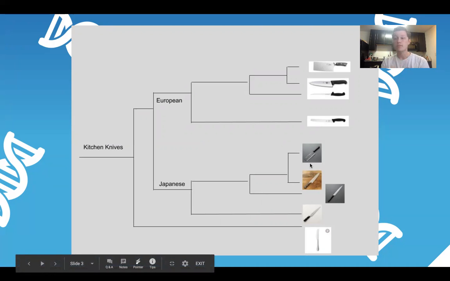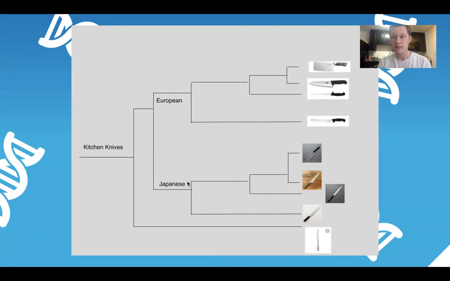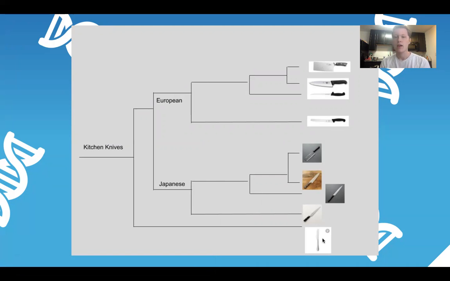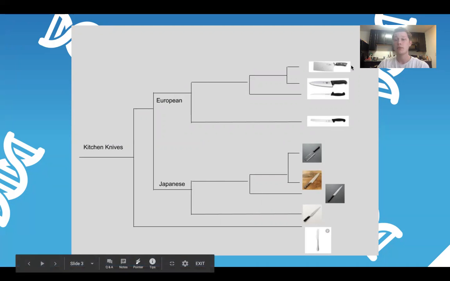And so you can see here, we're going to start with European and Japanese knives to split between our two kitchen knife groups, and then start explaining how these are different. You can use the outgroup as kind of a reference group. The butter knife is small, rounded, serrated, and used to spread stuff. So we'll start with European knives here.